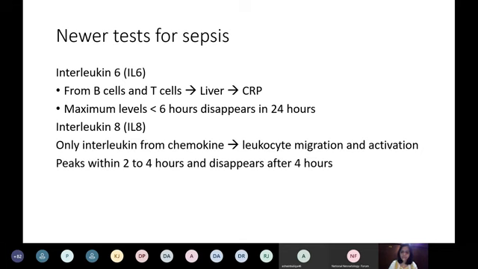So if we can catch the baby at this point, we can still use steroids and other anti-inflammatory drugs to reduce the damage which this is going to cause.